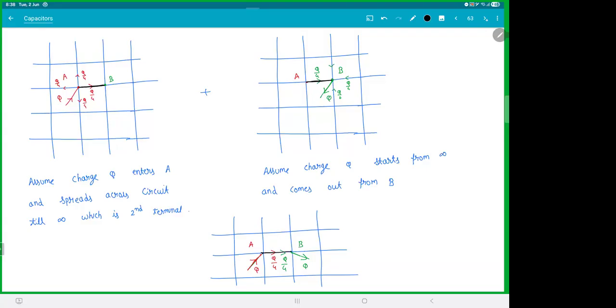This is called principle of superposition. Meaning if charge was only flowing through A, in that AB wire, you will get Q by 4. If only charge was coming out of B, you will get Q by 4. If both are doing at the same time, both will give Q by 4, Q by 4. You can see both the directions are same. So if you do both at the same time, you will get Q by 2. Is that logic clear?